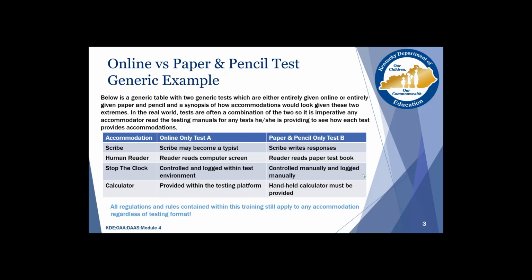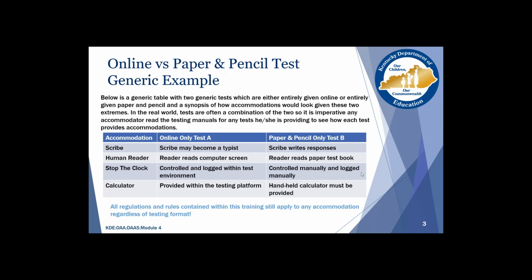Human readers on the online-only test, without a paper pencil option, the reader would simply read the computer screen. On the paper and pencil test, they would read the paper test booklet. The other roles of the human reader stay the exact same. Stop the clock on an online test is likely controlled within the testing platform, whereas on a paper and pencil test, it would have to be manually logged. Calculators on an online-only test are likely provided within the testing platform, but on a paper pencil test, a handheld would have to be provided. Once again, the accommodations themselves are the exact same.